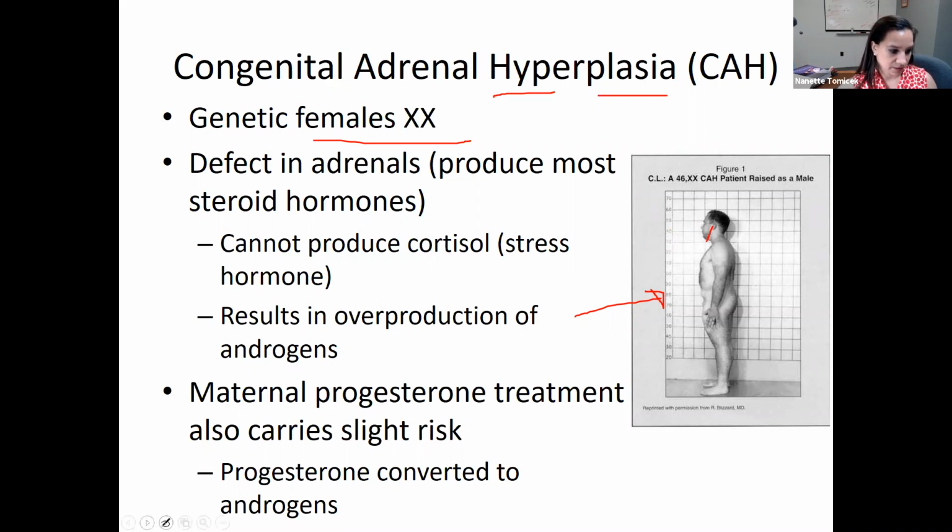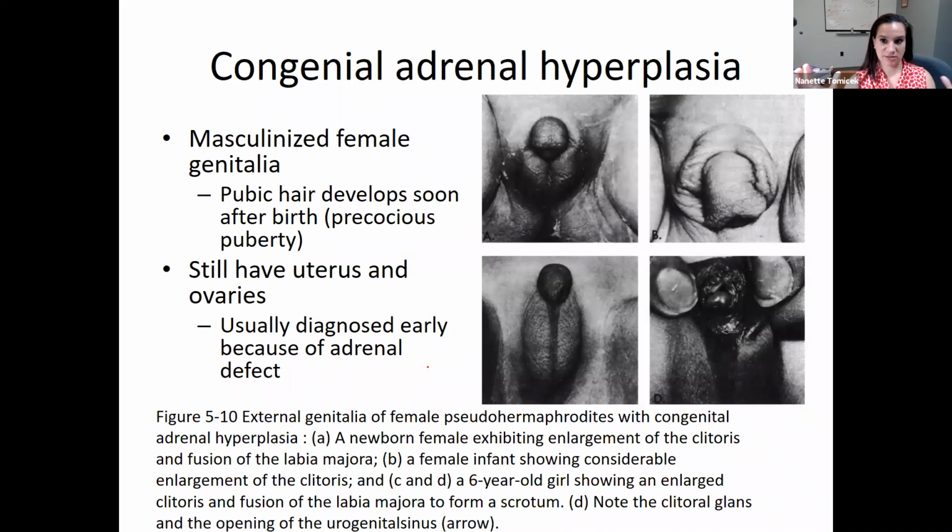Let's take a look at the genital structures, and this is where we can see the variety. Depending on when the hyperplasia took place, it might influence those external genital structures to different degrees. So these are all masculinized female genitalia. We can see the clitoris is a lot larger here, and we can still see two labia. They're not completely fused. Unlike this image below, that looks like a scrotum. Those two labia are completely fused together.